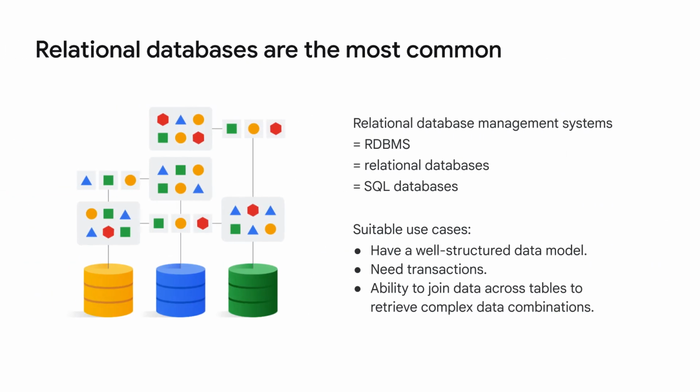Relational database management systems, abbreviated to RDBMS, or just relational databases, are used extensively and are the kind of database you encounter most of the time. They're organized based on the relational model of data. They're very good when you have a well-structured data model, and when you need transactions and the ability to join data across tables to retrieve complex combinations of your data. Because they make use of the structured query language, they're sometimes called SQL databases.